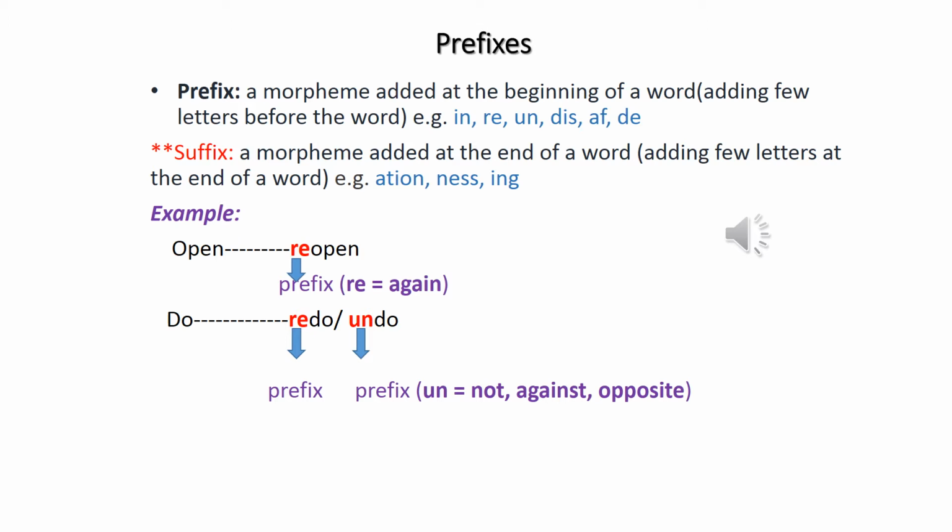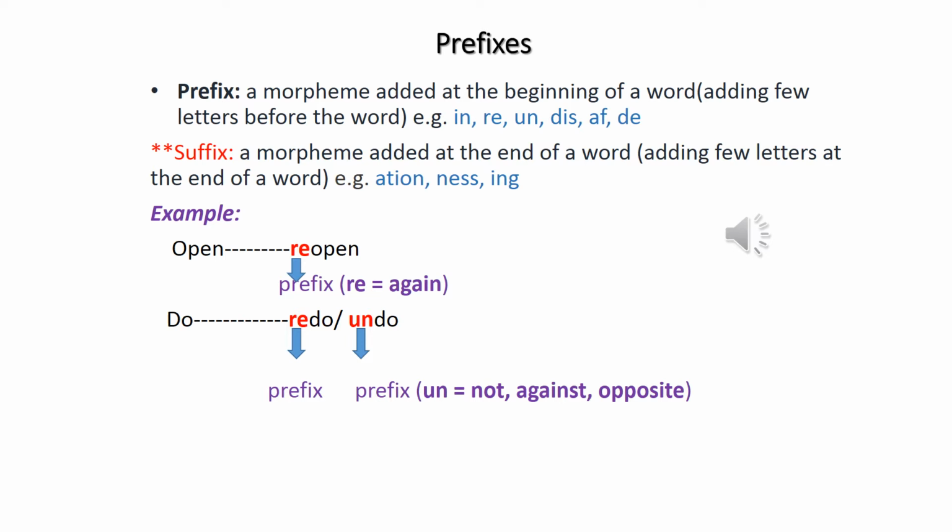For example, open is a word and it has its own meaning. Reopen is another word and it has its own meaning. Open is a word and reopen is another word. Open has its own meaning, and reopen has a meaning that is different from the meaning of open.